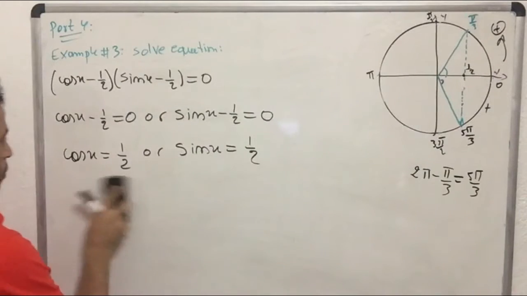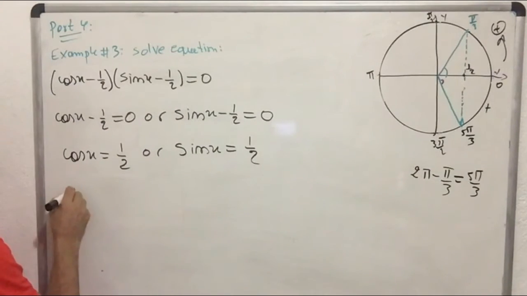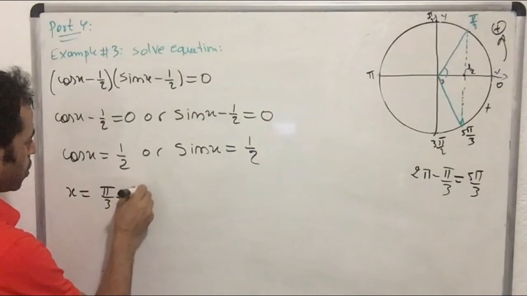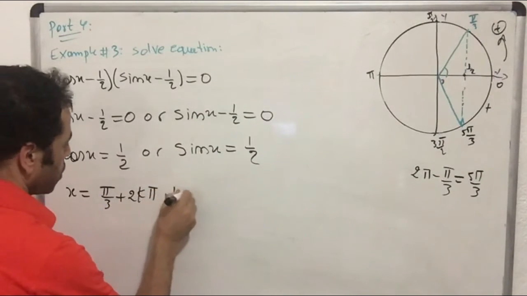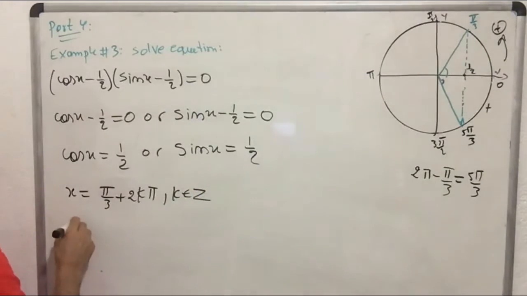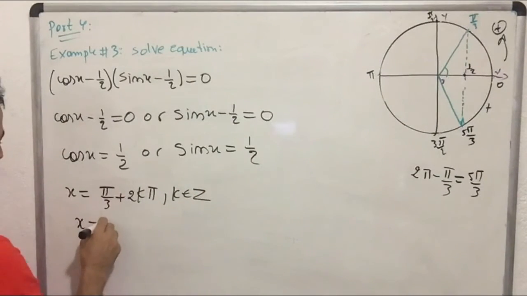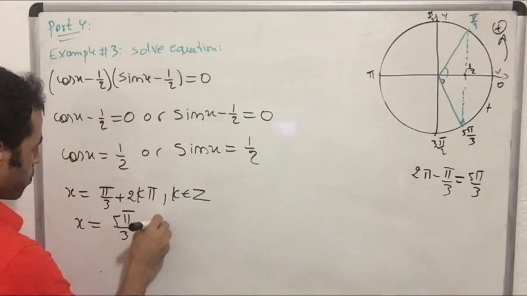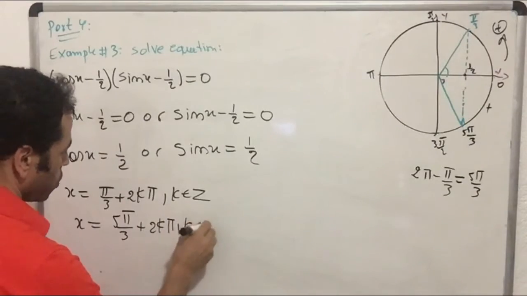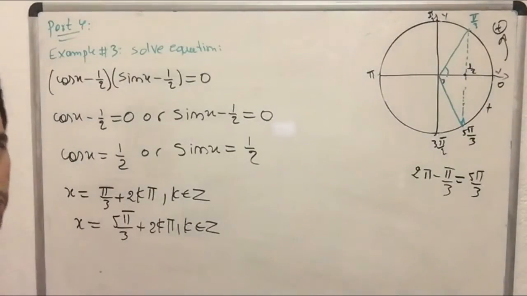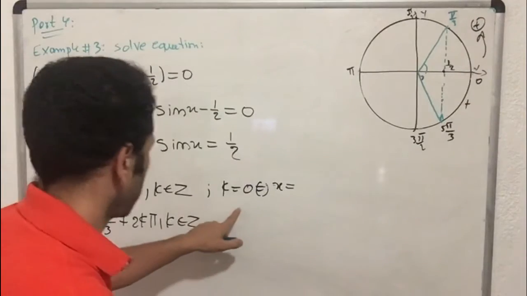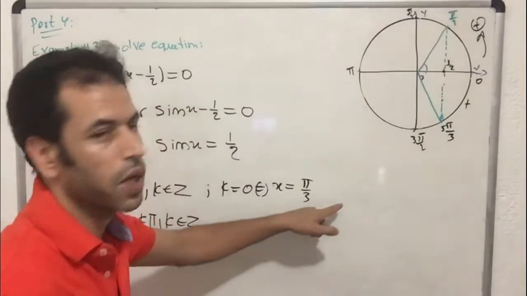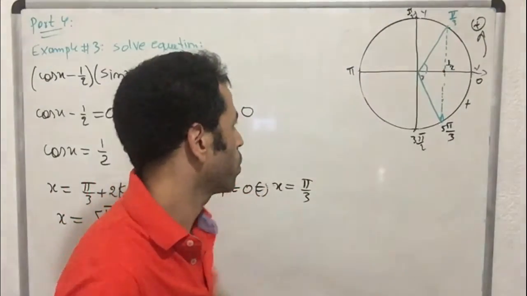So that means you have two solutions, x equal to pi over 3 plus 2k pi, where k is an integer. And also you have another solution, x equal to 5 pi over 3 plus 2k pi, where k is an integer. K could be positive or negative. If you take k equal to 0, x equal to pi over 3. That means cosine pi over 3 equal to 1 over 2, one half.